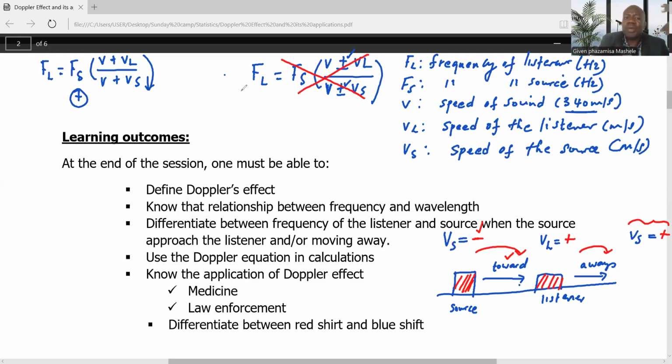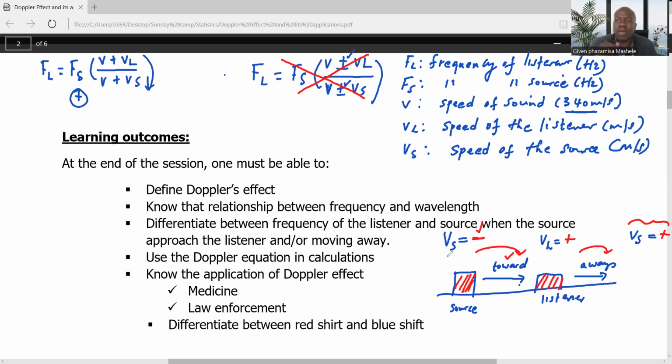Because we are going to be using a plus formula, ladies and gentlemen, always you do this. If the source approaches, once they say the source is moving towards, you must take Vs to be negative. And if it's moving away, you change the sign, it's now positive. So if Vs is negative, VL will be positive. If Vs is positive, VL will be negative. So you always interchange the sign, but by using a plus formula.